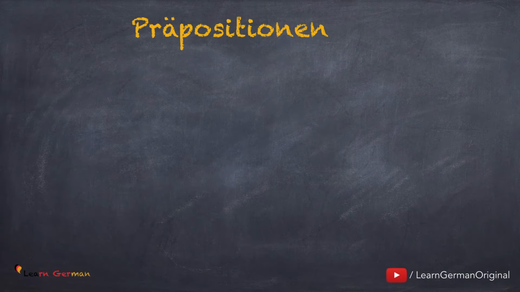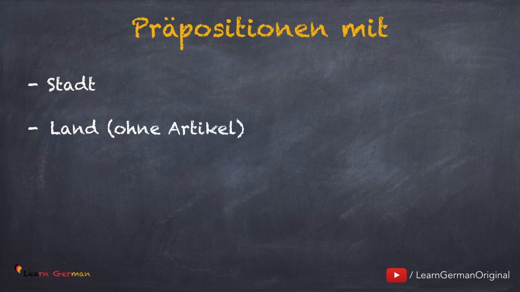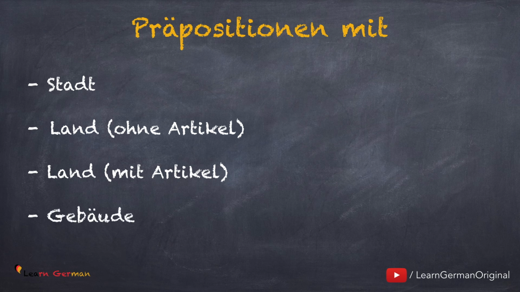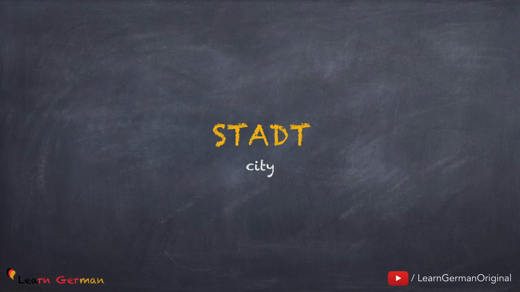In the first part, we'll be doing Präpositionen mit Stadt, Land ohne Artikel und Land mit Artikel. We'll be doing Gebäude. You'll be seeing some examples to know when to use which preposition. So, let's move on. Here comes the first one. Stadt.